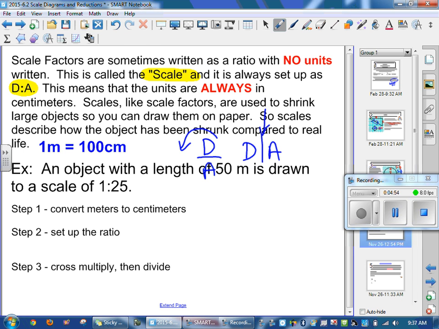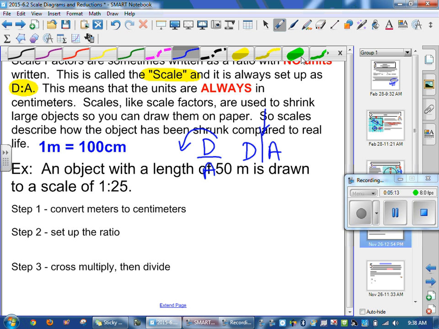Now, it says these are used to shrink large objects so you can put them on paper. Now, the biggest thing we have to remember is that if no units are written, it's always centimeters. Always, always, always. So if there's no units written, they're always centimeters.